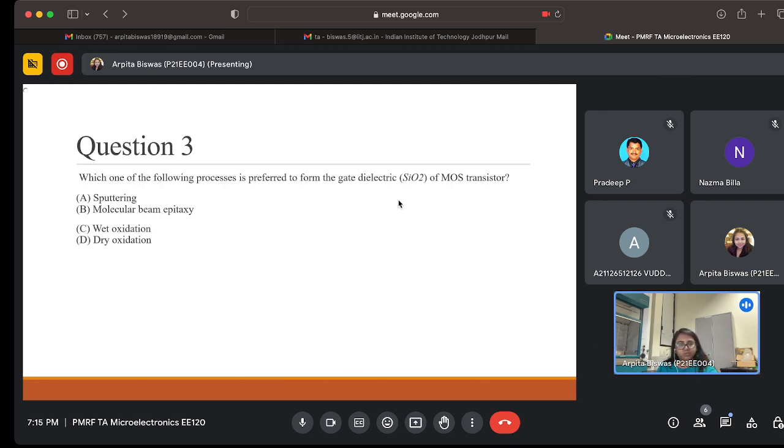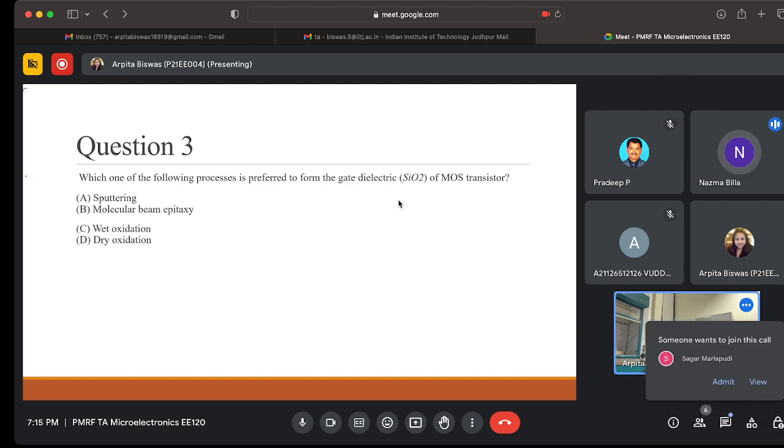So one by one we will discuss it. What is the oxidation process? What is the difference between dry oxidation and wet oxidation, and what is sputtering? Have you heard about the deposition technique, and how many types of deposition techniques are there?